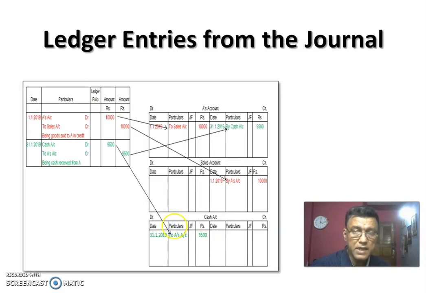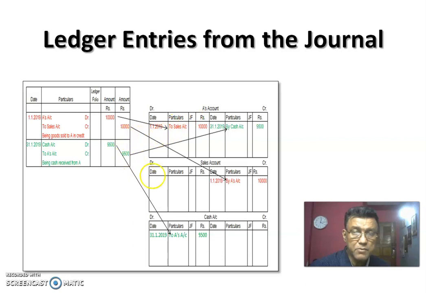Now, let us see how posting is done from the journal into the ledger. So we have basically three accounts: A's account, sales account and cash account. So I have created three ledgers: A's account, sales account and cash account. Again, this has a particular format and you should follow that particular format. JF stands for journal folio.